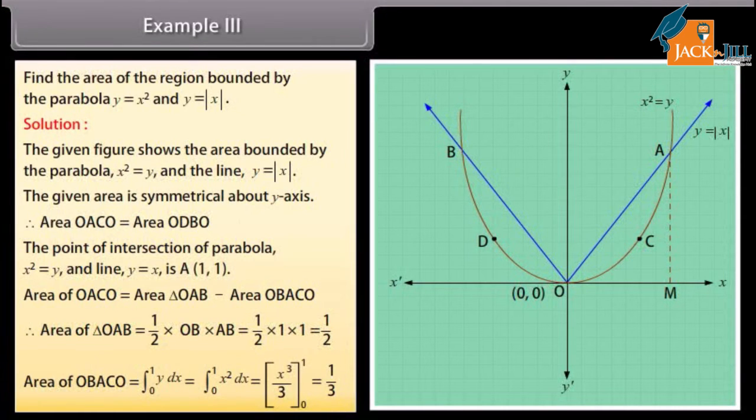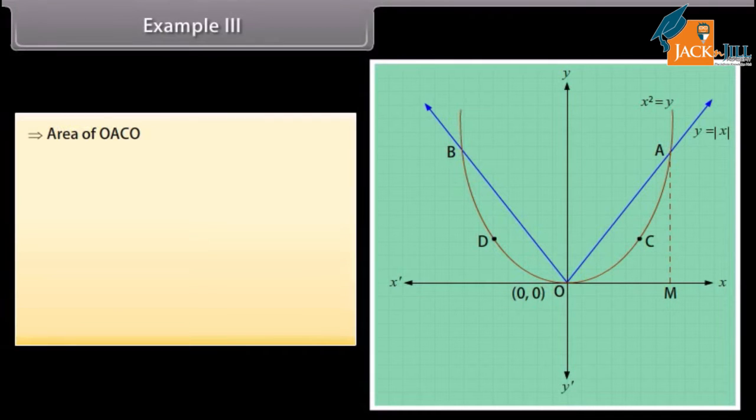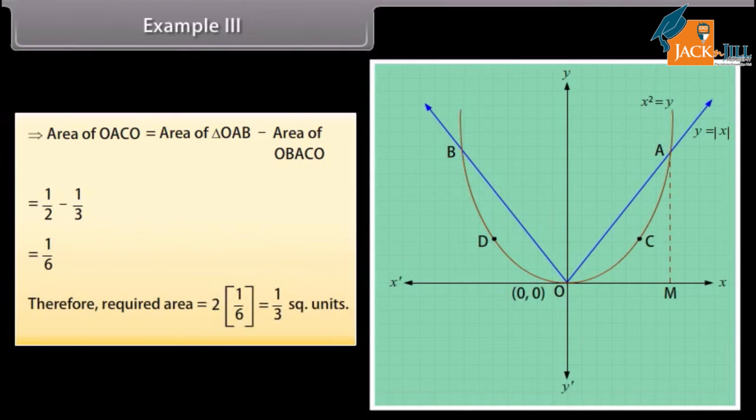Area of OBACO is equal to integral from 0 to 1 of y with respect to x, which is equal to integral from 0 to 1 of x square with respect to x. By solving, we get area of OBACO is equal to 1 upon 3. It implies area of OACO is equal to area of triangle OAB minus area of OBACO, which equals 1 upon 2 minus 1 upon 3, which equals 1 upon 6. Therefore, required area is equal to 2 into 1 upon 6 equals 1 upon 3 square units.